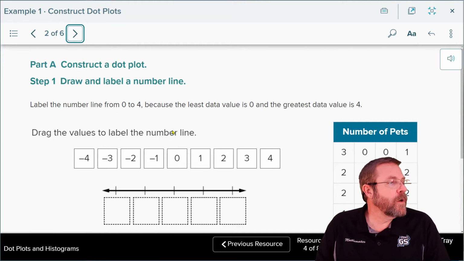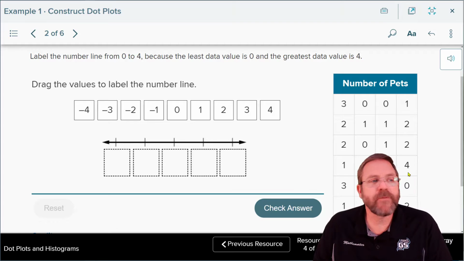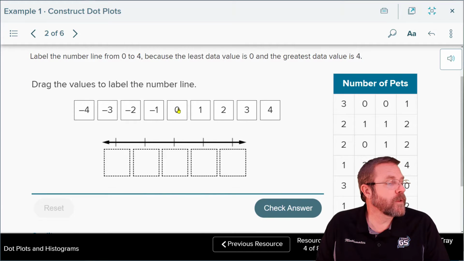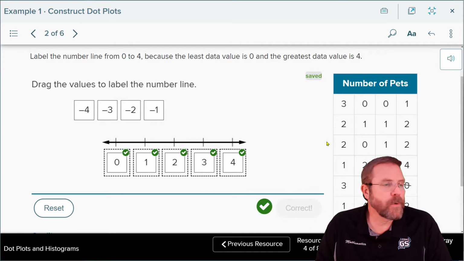So what do we know? We know that we have numbers 0 through 4. The fewest number of pets somebody has is 0. The most pets somebody has is 4. My family calls that weak. We have 8. So the line needs to go from 0 to 4, because the least data value is 0 and the greatest data value is 4. So we're going to drag the values to label the number line. So I guess we're going to have a 0, a 1, a 2, a 3, and a 4. So right there, our number line, there we go, just had to wiggle that one. Our number line has been made.